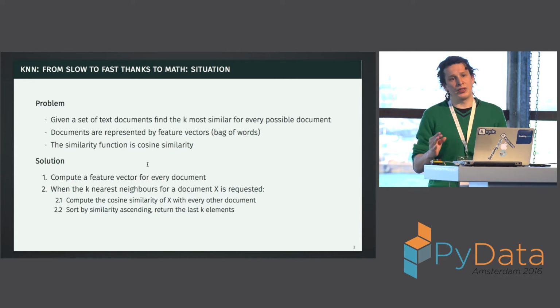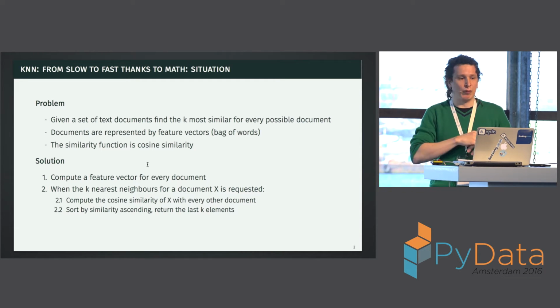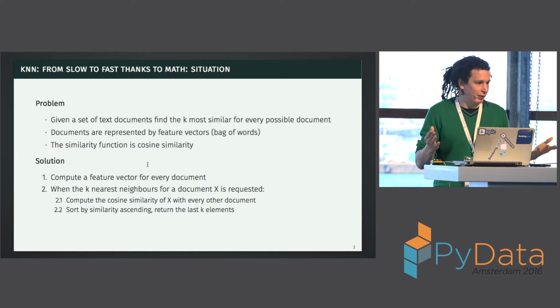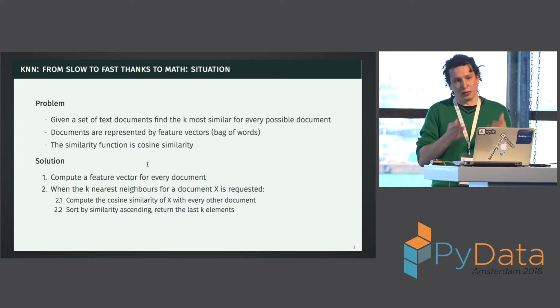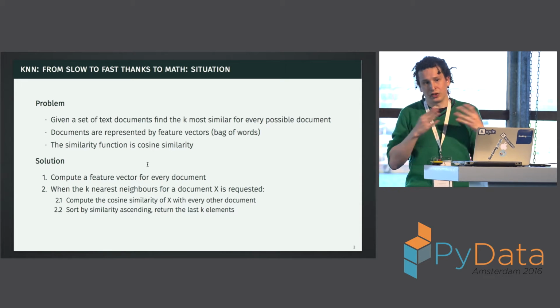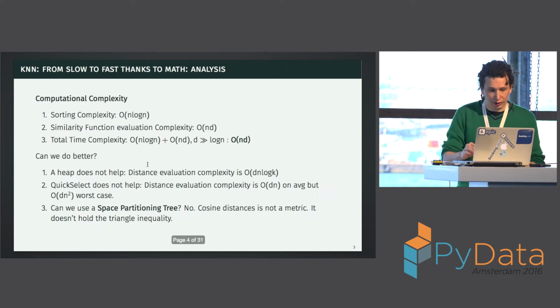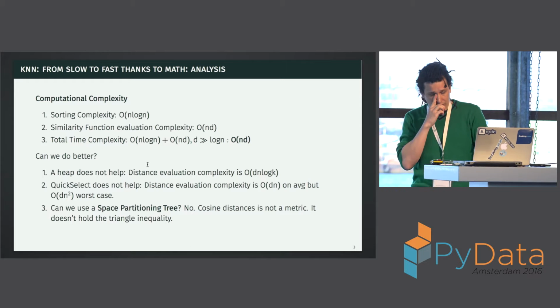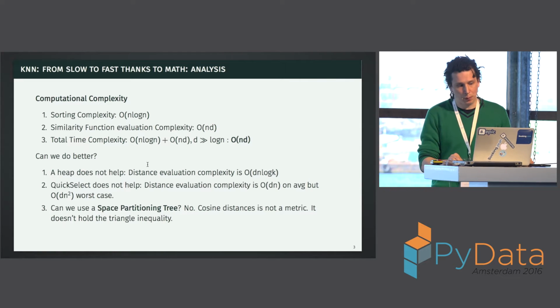Well, the straightforward solution is to just compute all the feature vectors for your documents, and then whenever you need to compute the k-nearest neighbor for a particular document X, you just compute the cosine distance from X to every document, sort, and keep the last k elements if you sorted by similarity ascending. OK, that's a very good solution because it works. But if you take a closer look, we can analyze the computational complexity of this solution.